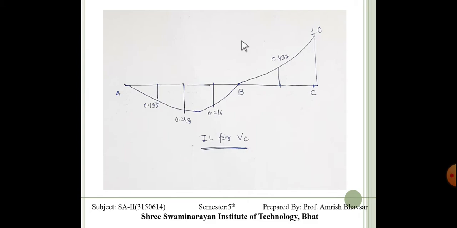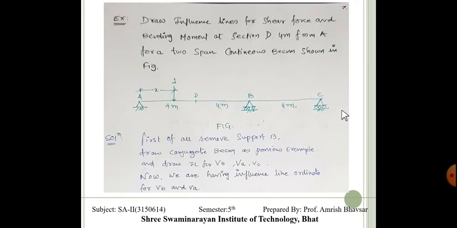We can calculate the whole influence line diagram coordinates, and we can plot the diagrams. This is a question of 7 marks, and it is very much important for you. This is our last chapter. From these 5 chapters, you can write up to 60 marks in a GTU exam.